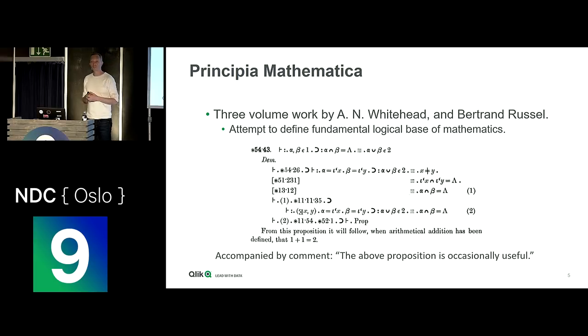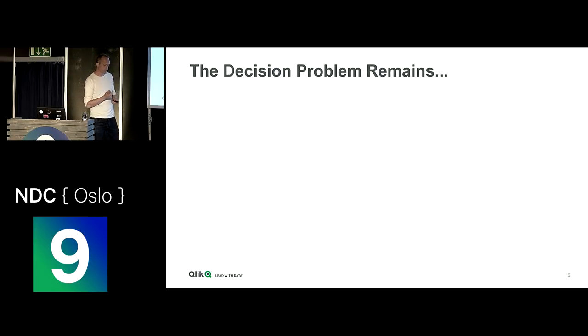So there was a lot of progress in defining this formalism to describe all mathematics, but this decision problem was not really attacked. This was the problem where you would find an algorithm that would take this formalism and all those rules and use those to solve real mathematical problems.